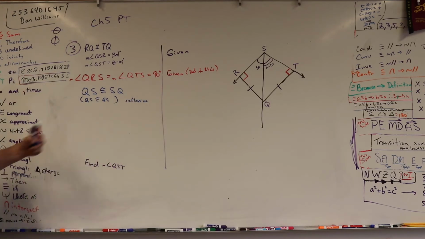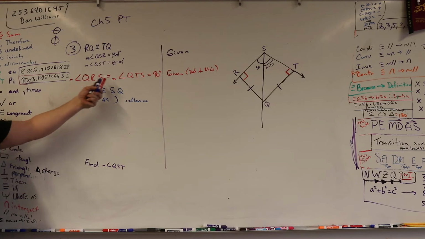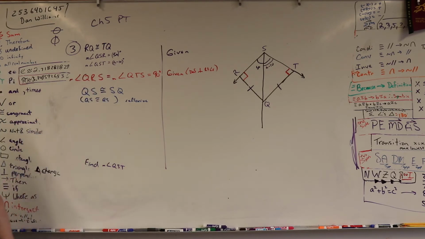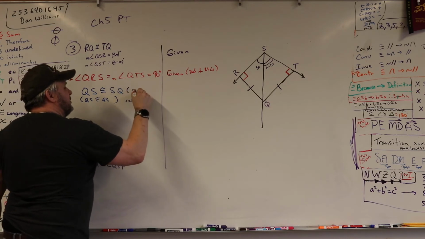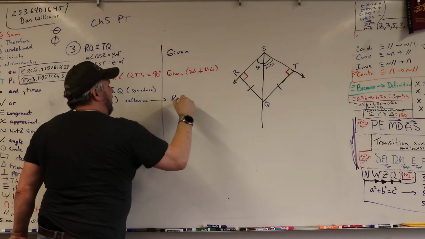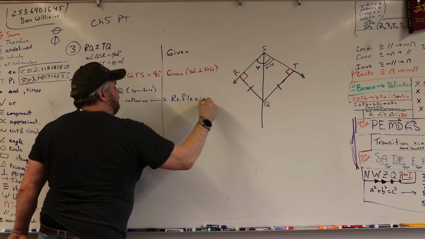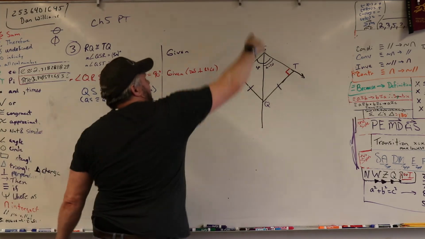But what we want, because these are going in different order, right? We want them to be able to go in that same order. Now this is going to QS, so we might want to use reflexive, right? Because QS is congruent to QS. Does that make sense? So I would use reflexive over going backwards, which would be symmetric. So the one we're going to stick with is reflexive, okay? Because we want to see QS and QS.